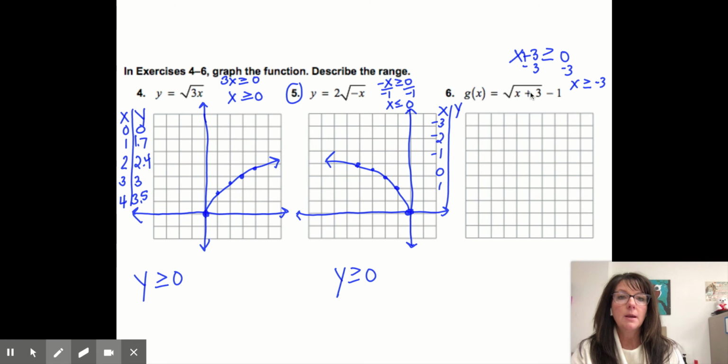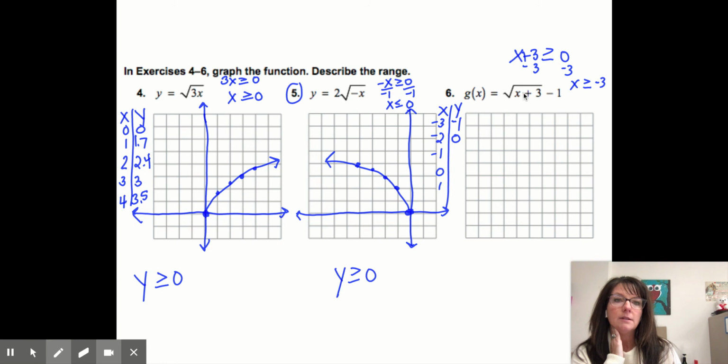So we would substitute this in. So negative 3 plus 3 is going to be 0. The square root of 0 is 0, and then minus 1. So negative 3, negative 1. Okay? When we have negative 2 plus 3 is a positive 1. Square root of 1 is 1. 1 minus 1 is 0.